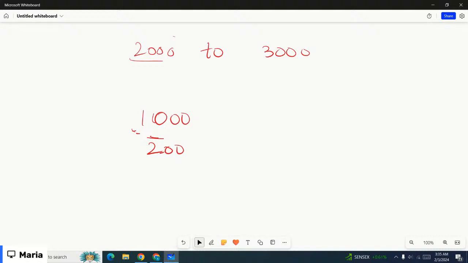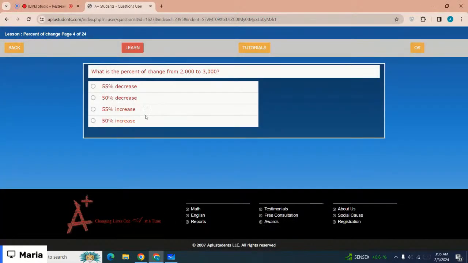The correct option is 50%. Got it? That is a 50% increase, right?